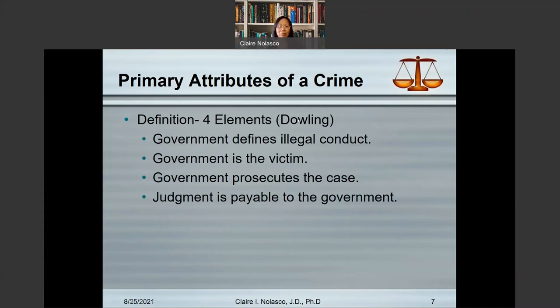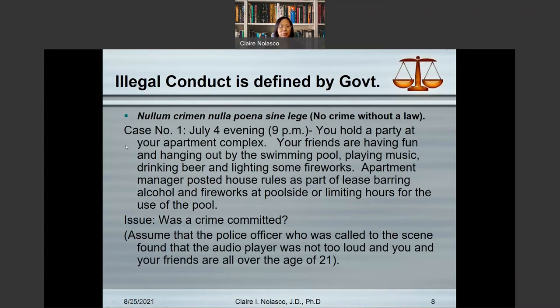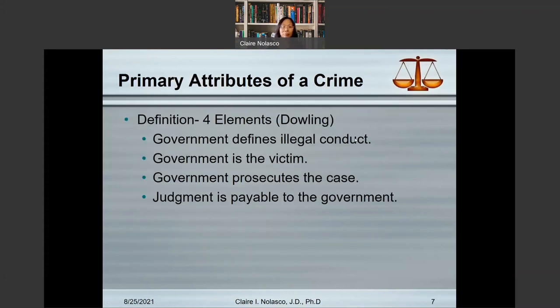Okay. Now, Dowling, in his book, has four primary attributes of crime. First, the government defines the illegal conduct. Second, the government is the victim. Third, the government prosecutes the case. And fourth, judgment is payable to the government.